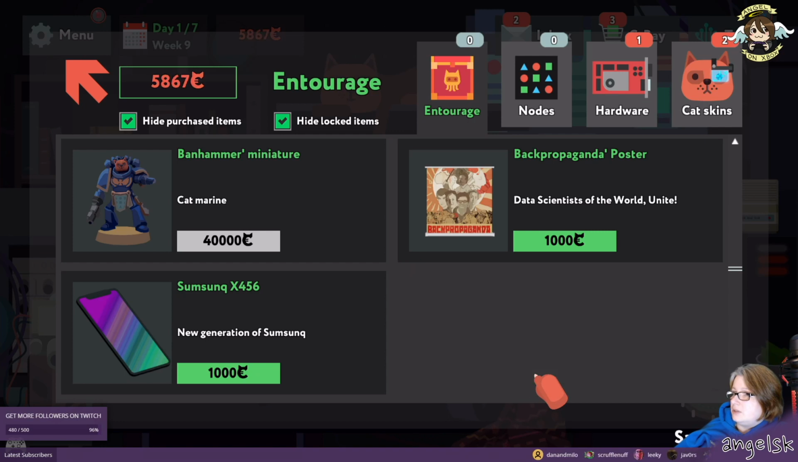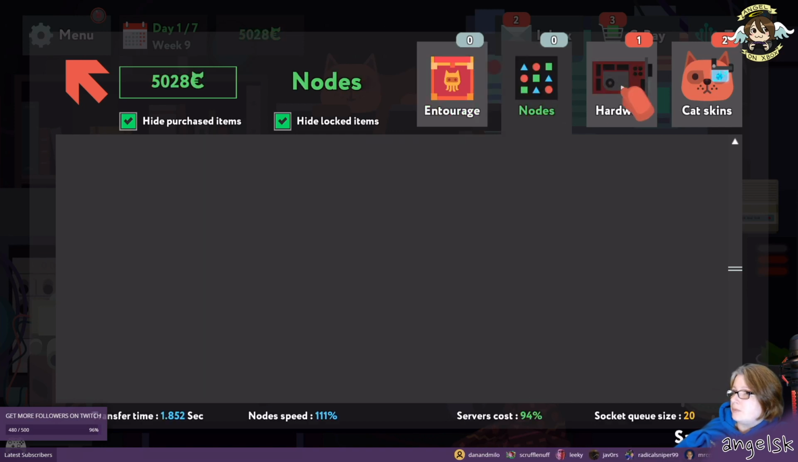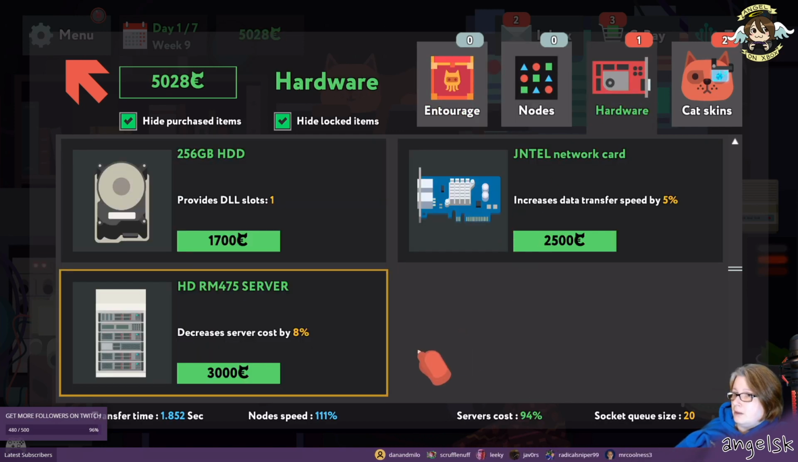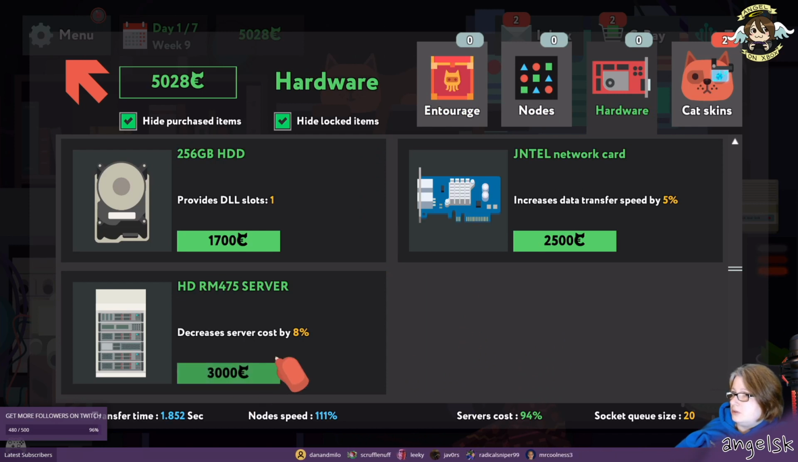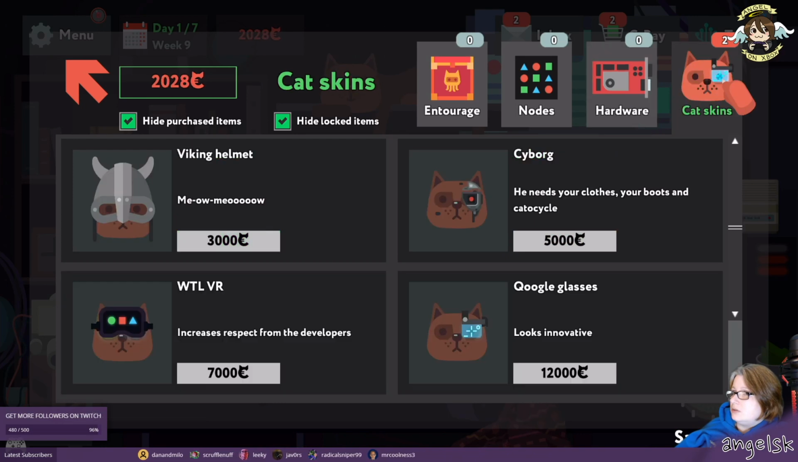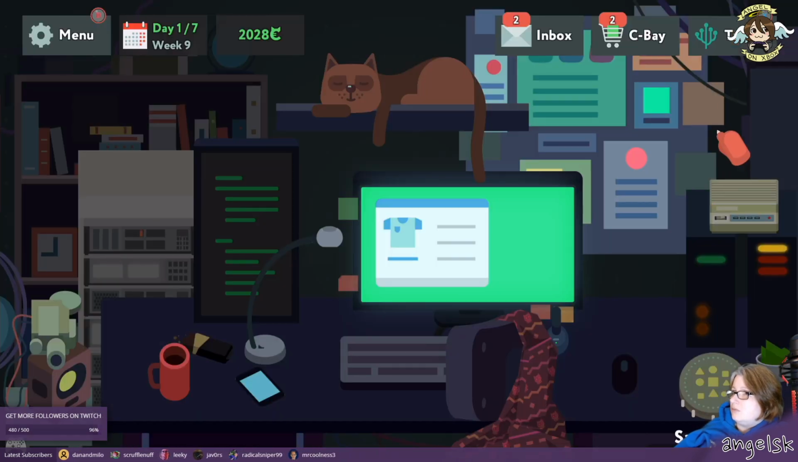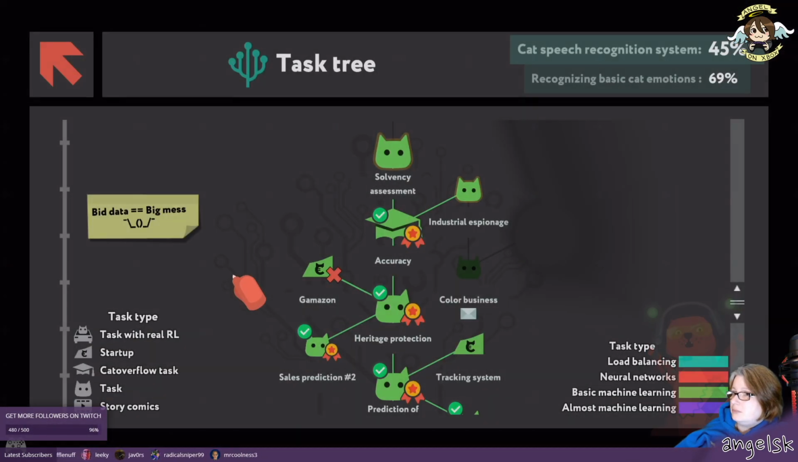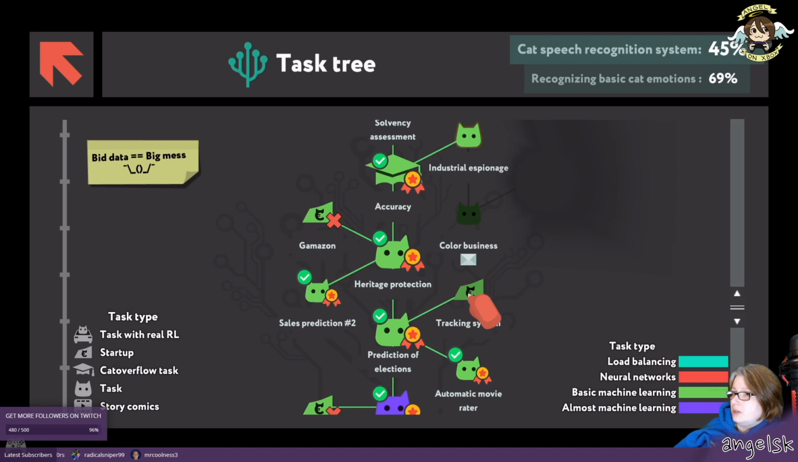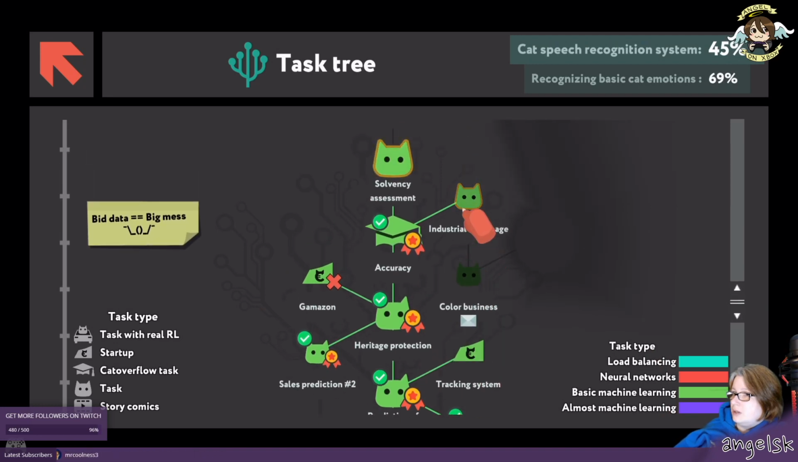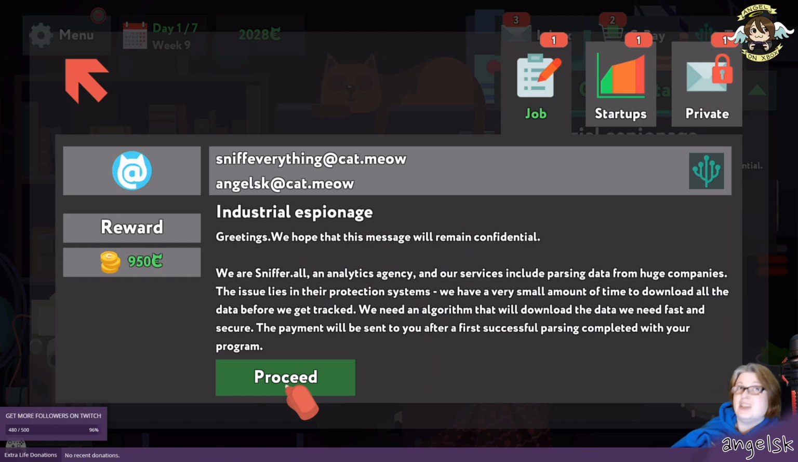Lawn on a shelf. Let's have some oxygen. Decrease server costs. Increase data transfer. Let's decrease server costs. I'm getting reckless with our money. Industrial espionage. Last one. Sniff everything. Count me out. Industrial espionage.